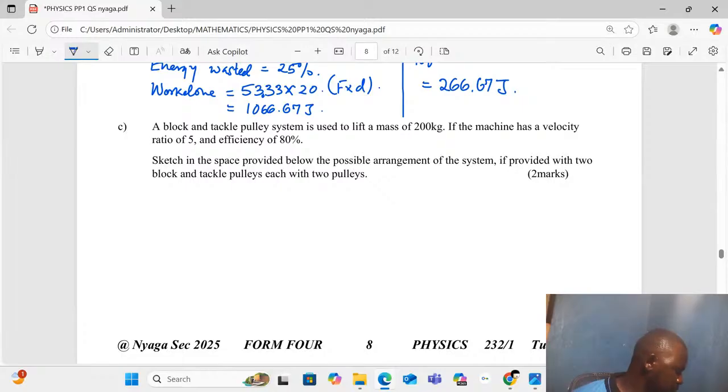So now, since these are two blocks with two pulleys each, if you draw them without care, then they will lead you to a velocity ratio of 4 instead of 5. So now I'll give you the two options so that you can understand how you're supposed to rectify it. So the first one, I'll give the one as per our question.